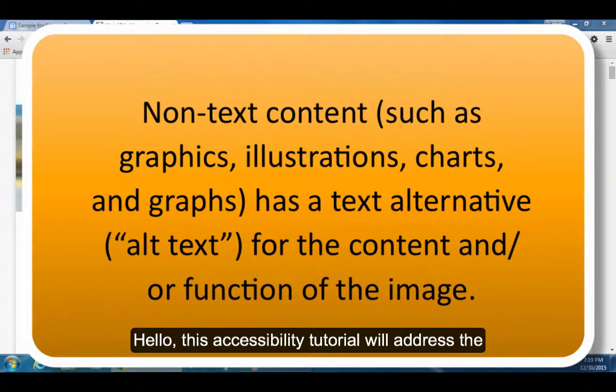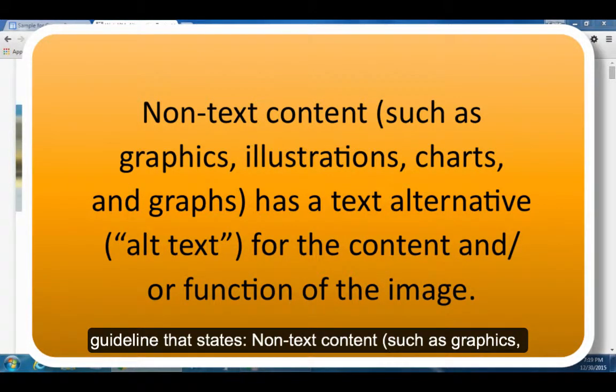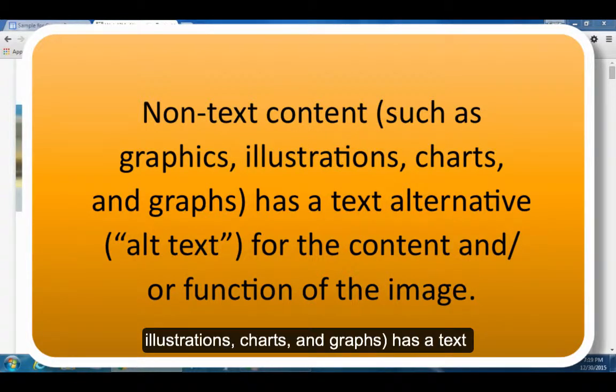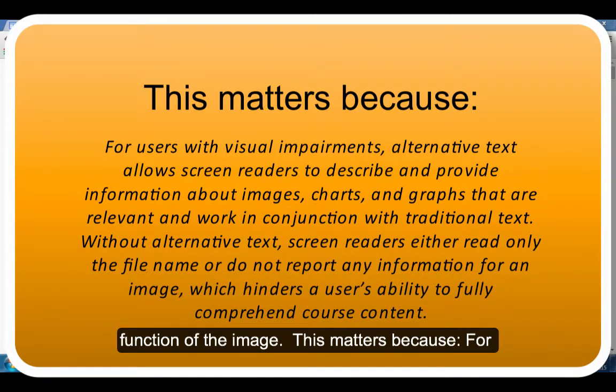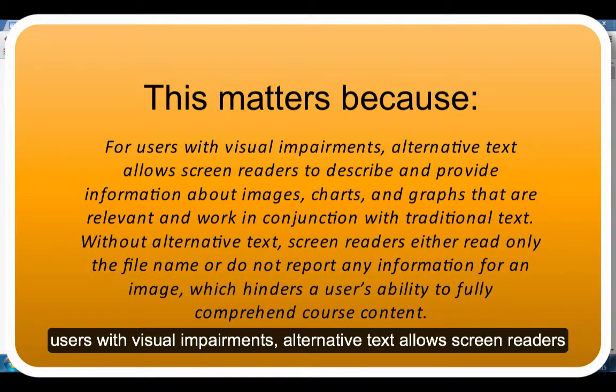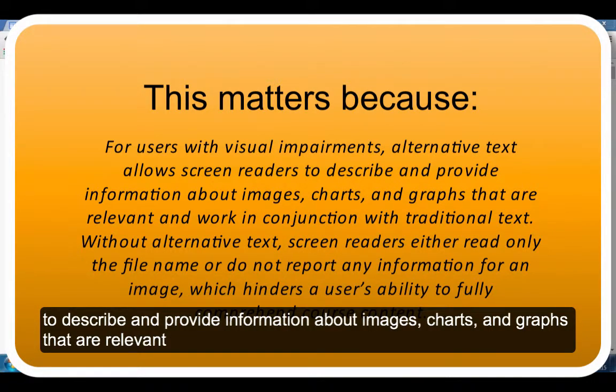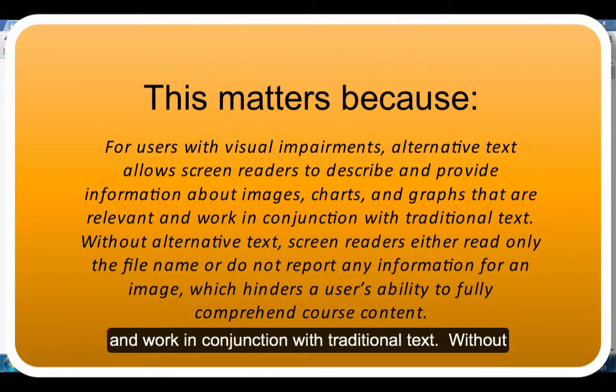Hello, this accessibility tutorial will address the guideline that states non-text content such as graphics, illustrations, charts, and graphs has a text alternative, or alt text, for the content and/or function of the image. This matters because for users with visual impairments, alternative text allows screen readers to describe and provide information about images, charts, and graphs that are relevant and work in conjunction with traditional text.